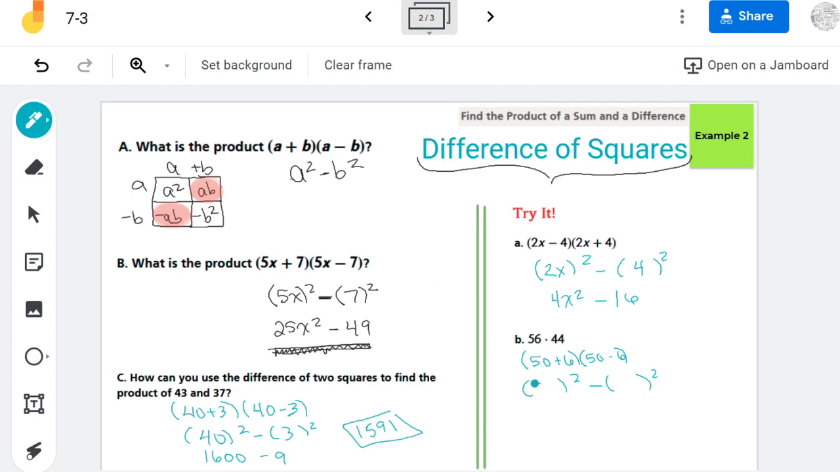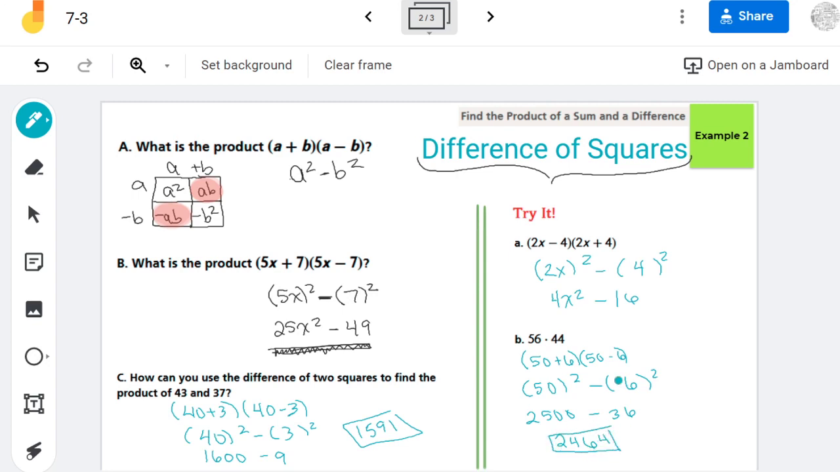So my a squared is 50. My b squared, I have a 6. So now there we are. So we could now actually do that multiplication. 50 squared is 2500. 6 squared is 36. Oh, so it's a little spicier, right? I know that I need to borrow a 1. And 100 minus 36, that's 64.